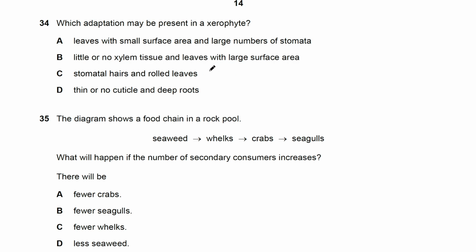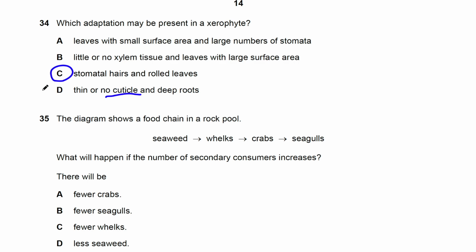B, little or no xylem tissue and leaves with large surface area. A large surface area again will increase the evaporation, and we don't have xylem. How come? This is wrong. C, stomatal hairs and rolled leaves. That's 100% right, because stomatal hairs and rolled leaves will minimize transpiration and the amount of evaporation of water. Let's read D also. Thin or no cuticle and deep roots. Come on, a cuticle is to prevent water loss. It is the wax layer on top of the epidermis, to minimize the amount of water transpiration and evaporation. So the right answer is C.